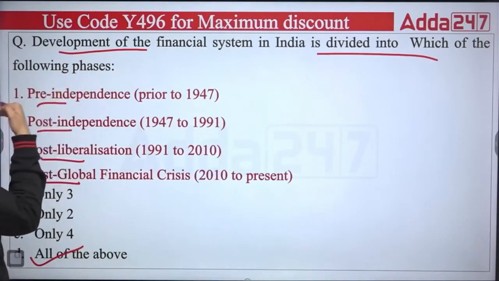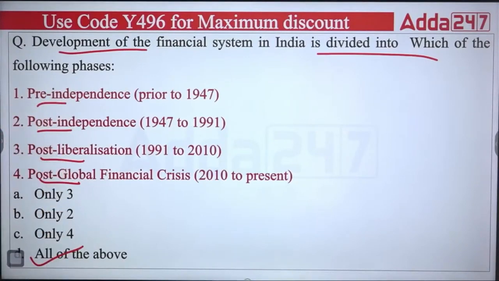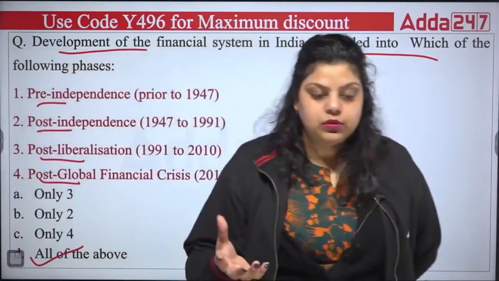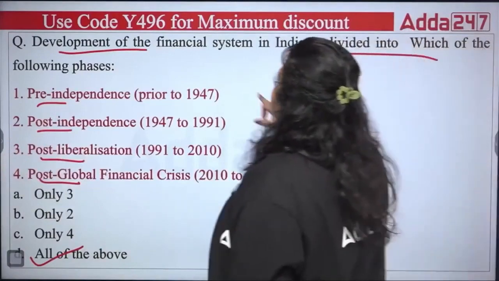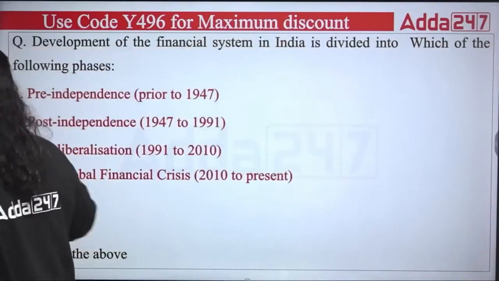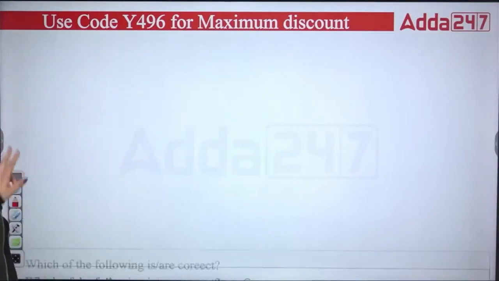Pre-independence, post-independence, post-liberalization, and post-global financial crisis, also known as the Lehman collapse. So these are the 4 phases in which we have seen the development of the financial system in India. So the right answer will be D. The right answer we have is D.